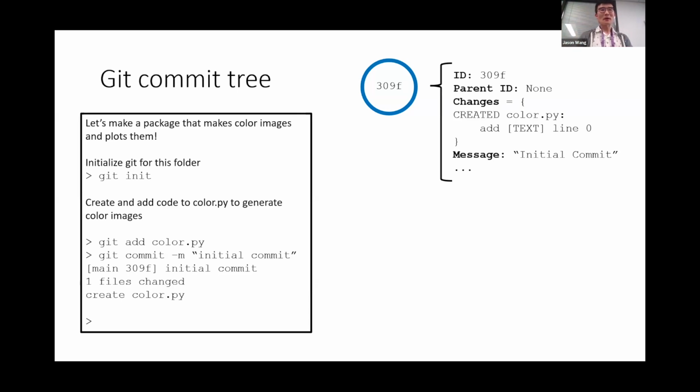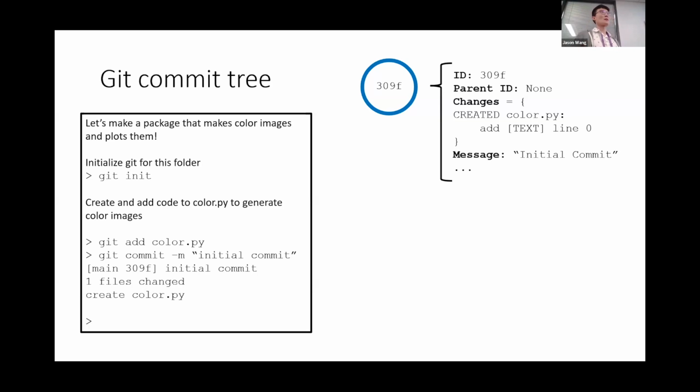Okay, so let's say I'm going to actually write some code. I create and add a file called color.py, and I put a bunch of code in there. Then I do git add color.py, and then git commit -m initial commit. And my terminal, just like you saw yesterday in Matt's demo, will print something like main 309f initial commit, one file changed, create color.py.